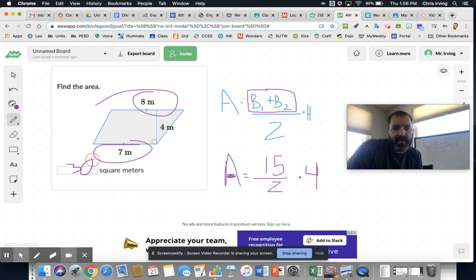So again, when you're doing all these problems, start with a formula. Find your two bases, base 1 plus base 2. Find your height and just run through the formula. That's it. You will need scratch paper. Some of you might even need to use a calculator. That's okay. But practice running through this formula.